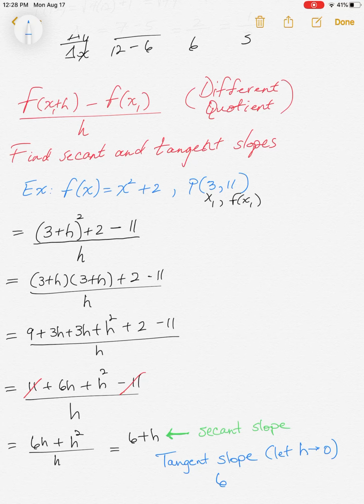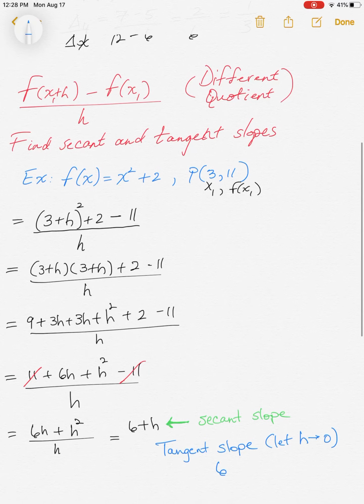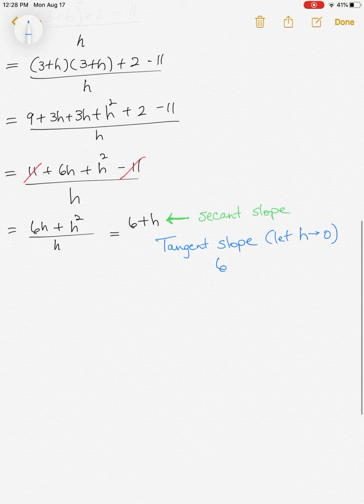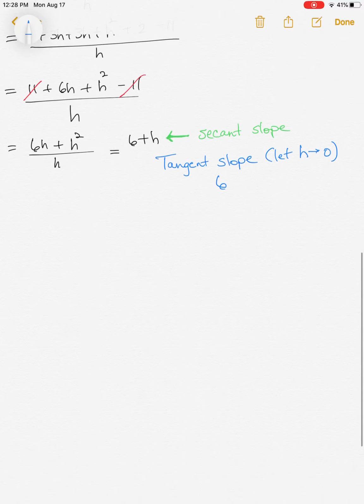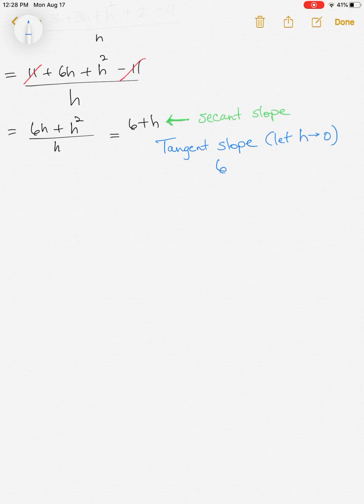All right, so we have found the secant slope. The secant slope contains an h because there could be subtle movements there. Tangent slope does not contain an h. Tangent slope is let h go to 0. Now, what we'll also end up with, it might say find the equation for the tangent line to the curve. All right? Find the equation for the tangent line to the curve.